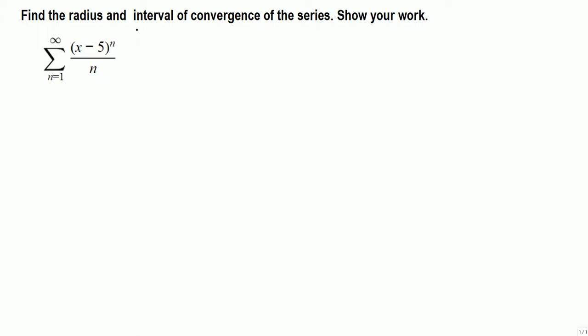Find the radius and interval of convergence for this power series. So we have x minus a to the n. So this is the center. The center of this power series is 5. The center we denote a equals 5. Now we want to find the radius and the interval of convergence.